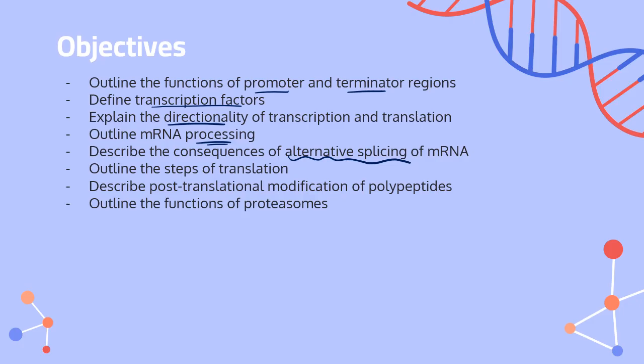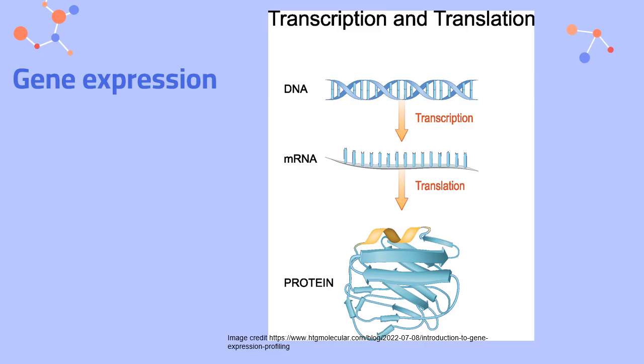We're going to go through the steps of translation one more time, talk about post-translational modifications of the polypeptides that are formed during translation, and then we're going to talk about the functions of proteasomes. Remember that gene expression, turning on and turning off specific genes, involves transcription and translation. Transcription is the process of using a DNA code to produce a piece of messenger RNA, and then in translation we use that messenger RNA to code for a protein.